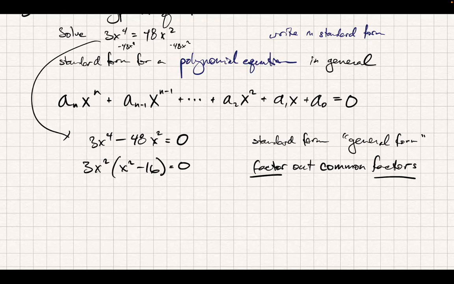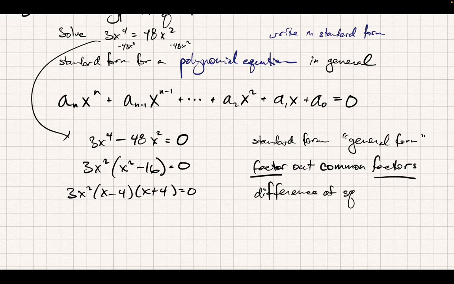That looks a little familiar. It's almost as if you could do x minus 4, x plus 4. I'm going to leave the 3x squared alone, and I'm going to do x minus 4, x plus 4. What did I do? The difference of squares.